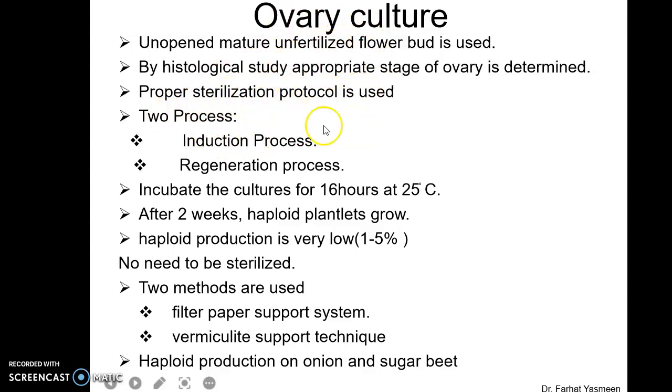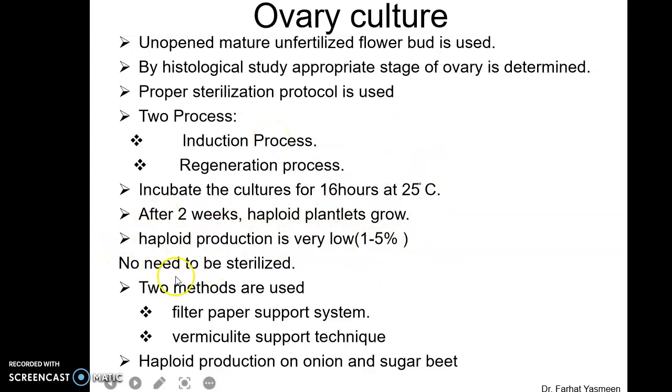So there are two basic processes which are used for the ovary culture. First is the induction process, and second one is the regeneration process. In both cases, you have to incubate for 16 hours, and after 2 weeks, haploid plantlets grow. So haploid production is very low. In this case, 1 to 5% is the success rate.